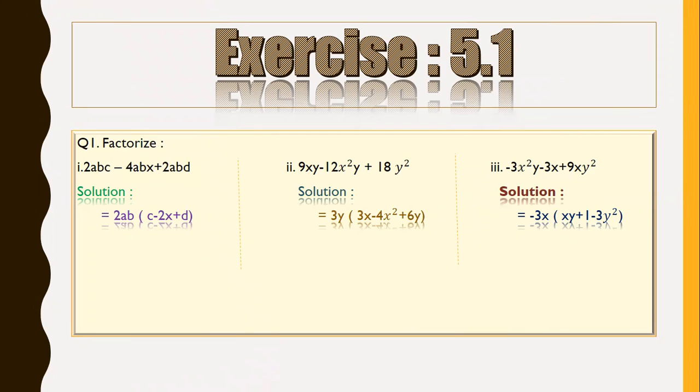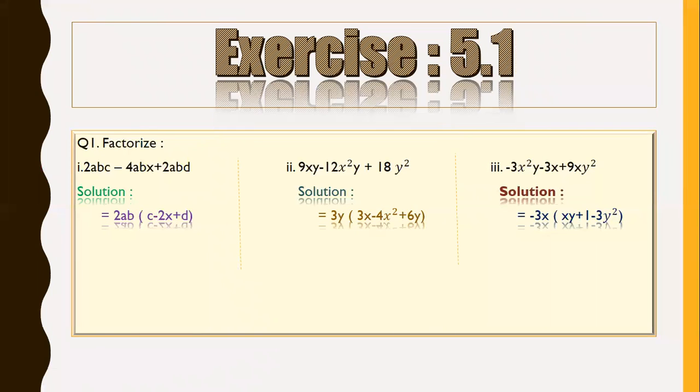You see clearly that 2ab is common in all these 3 terms, so we take 2ab common. Of the rest of the terms, c will be left in the first term, minus 2x will be left in the second term, and d will be left in the last term. So the complete factorization of 2abc minus 4abx plus 2abd will be 2ab into (c minus 2x plus d).